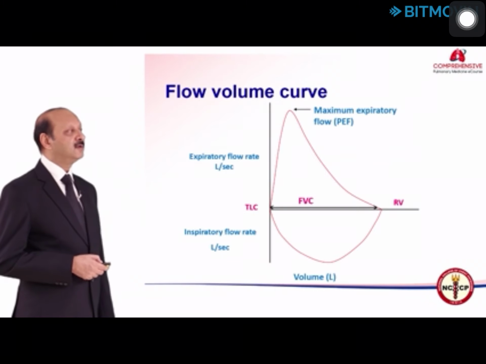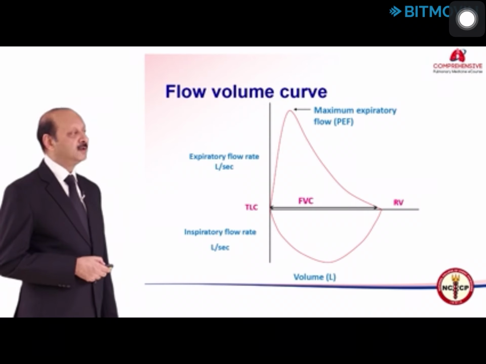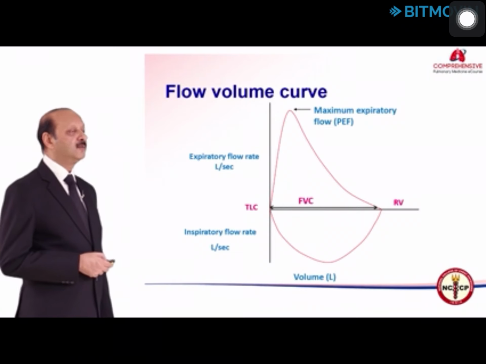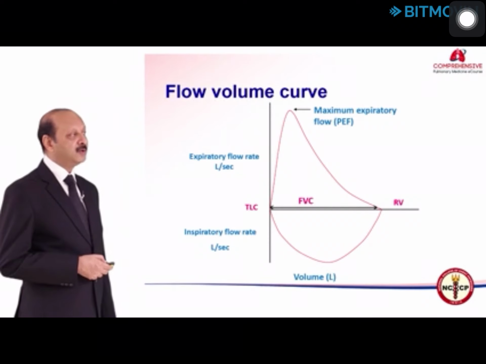The second representation is the flow volume curve, where the flow is on the y-axis and the volume is on the x-axis. So, the patient takes a deep breath in, that is the lower curve, the inspiratory curve, then exhales out forcibly, and the peak flow is reached, called maximum expiratory flow, that is peak expiratory flow. Gradually the flow starts coming down and it touches 0. So, the total volume on the x-axis, what comes out, is the forced vital capacity.